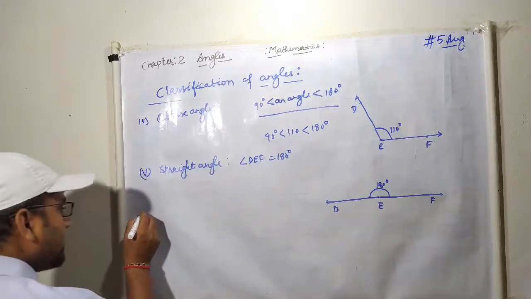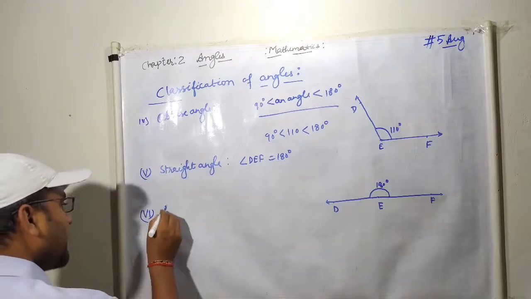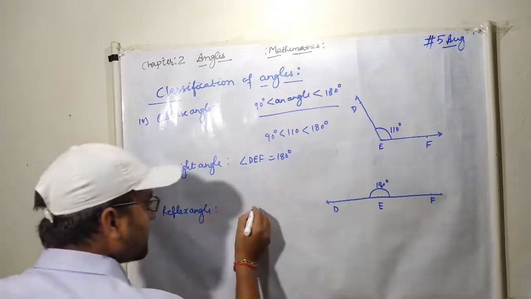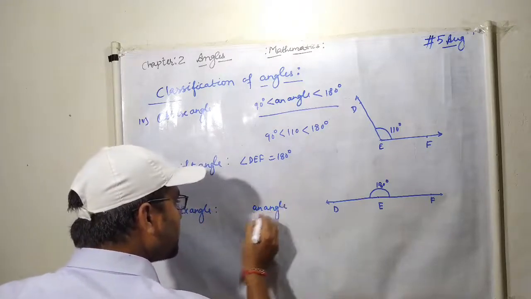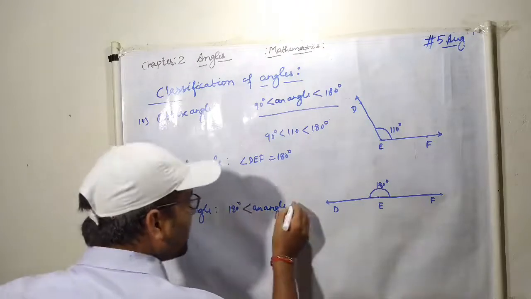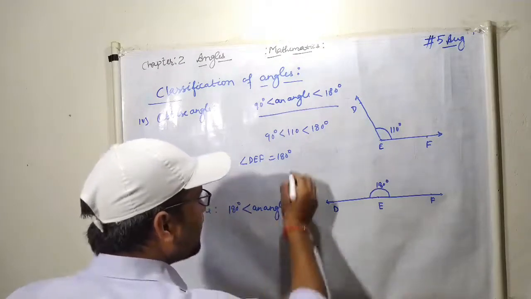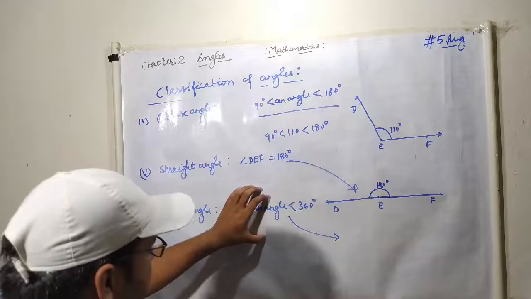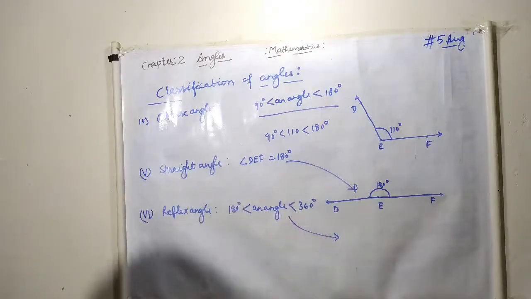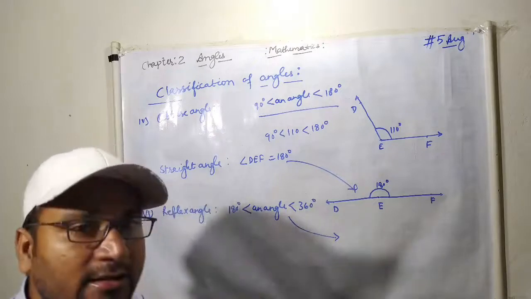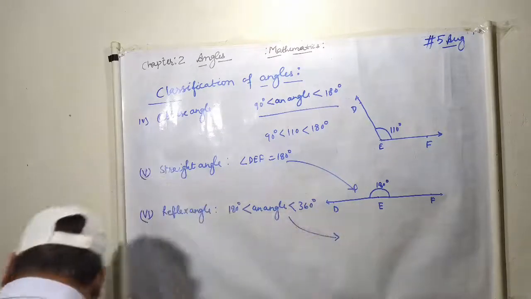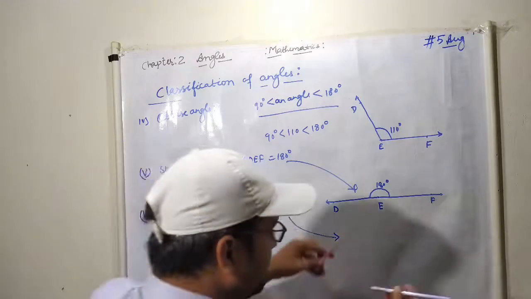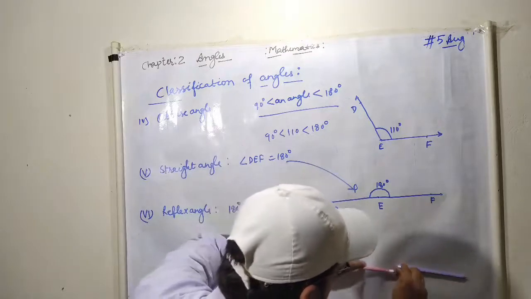Next one is the sixth one, the reflex angle. A reflex angle is an angle whose magnitude is greater than 180 degrees but less than 360 degrees. An angle whose measure is greater than 180 but less than 360 is known as a reflex angle.